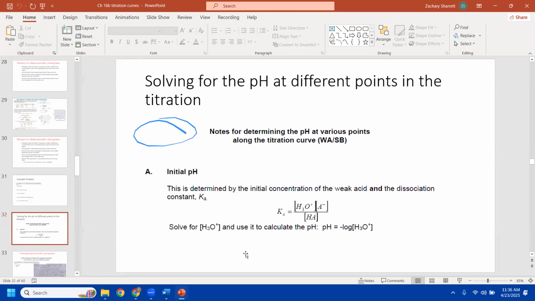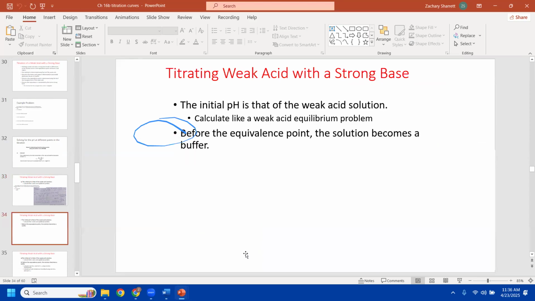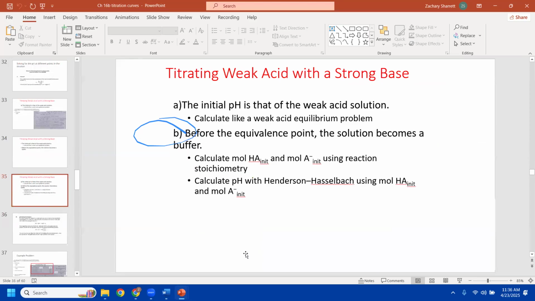So for this problem here, the initial, I'm going to just show you. This goes through how to do it, finding the weak acid. This is just finding the pH of a weak acid, okay? I'm not going to spend any time showing you this, but the notes are on here. Before the equivalence point, this is where we use the Henderson-Hasselbalch. We have to use stoichiometry to determine how much of the weak acid got neutralized. Whatever you neutralize of the weak acid, it generates that much of its conjugate base. Use those ratios in the Henderson-Hasselbalch.